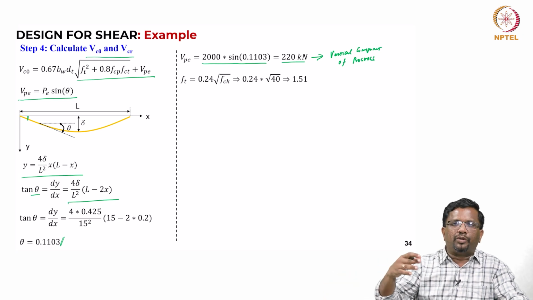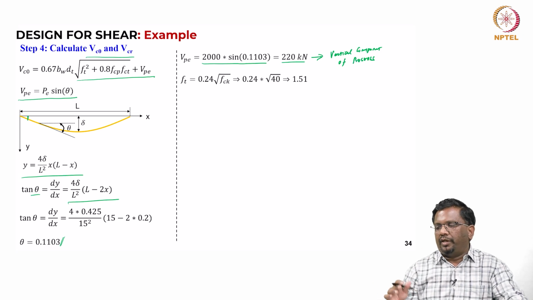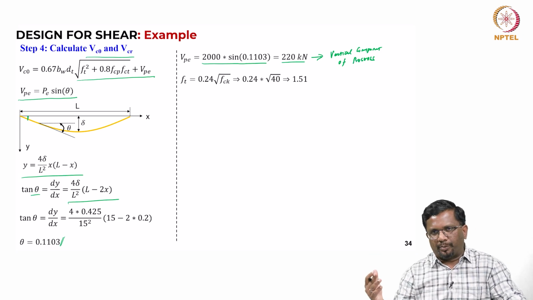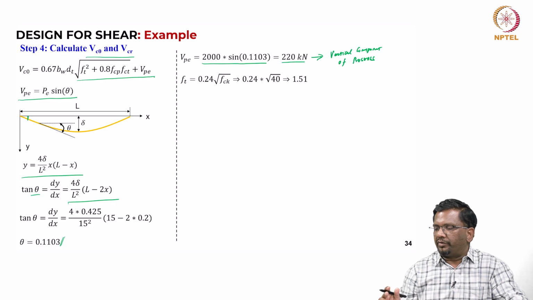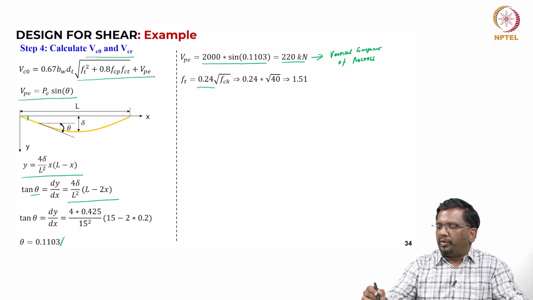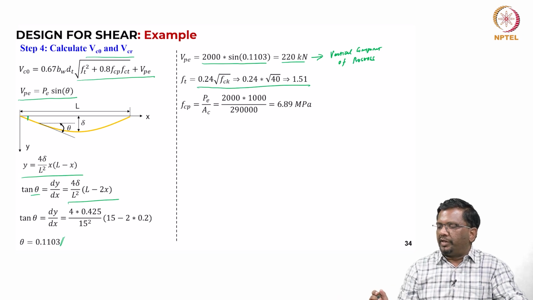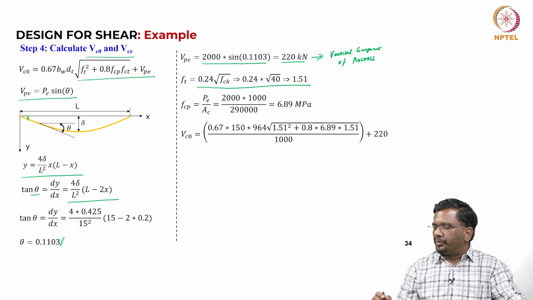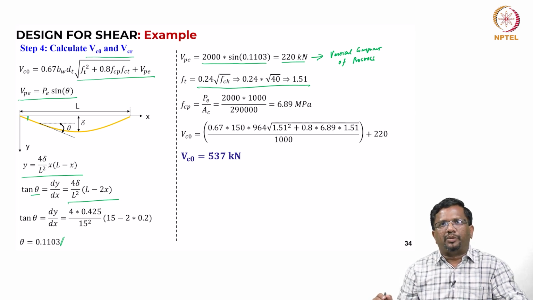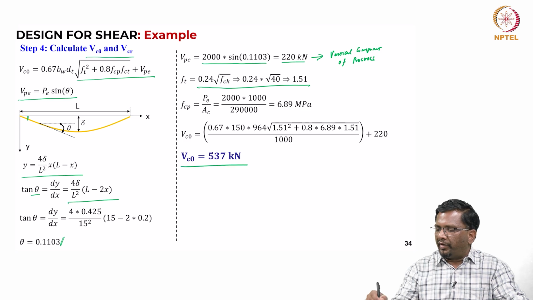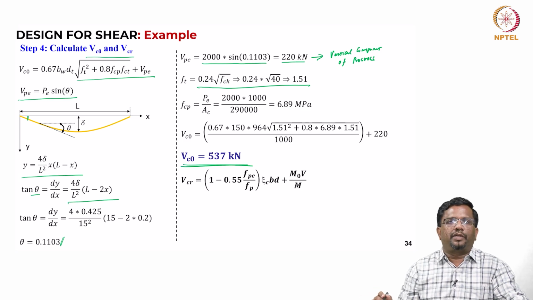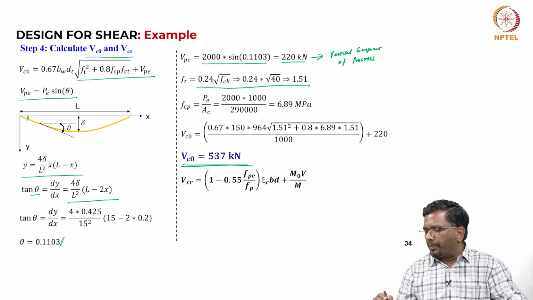That is actually going to reduce the shear demand, right? Either you reduce the demand or add to the capacity. You cannot do both. Okay, that's what I told you. So Ft is 0.24 into square root of Fck. We take 1.1 megapascal. Fcp is this, and then if you substitute into this equation, then you get Vc naught as 537 kilonewton, right? Now what is VCR?